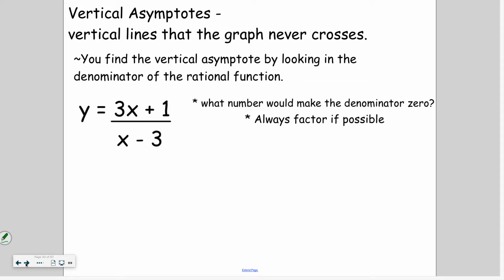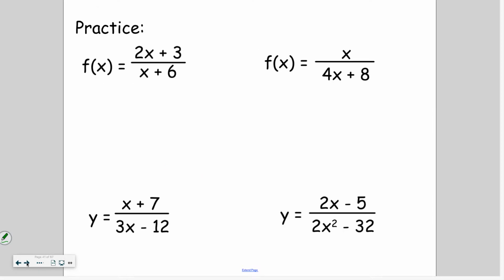All right. So if I look at this one, 3x plus 1 cannot be factored, and x minus 3 cannot be factored. So we're going to go ahead and set x minus 3 equal to 0. And solve. So where x is equal to 3, we have a vertical asymptote. And you're going to see me abbreviate it this way. All right? So let's try this.